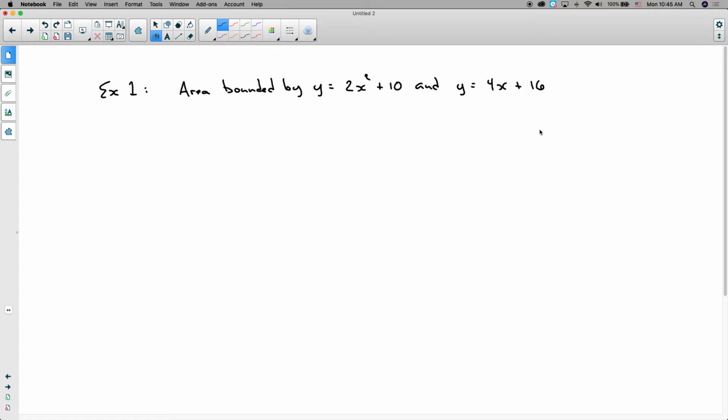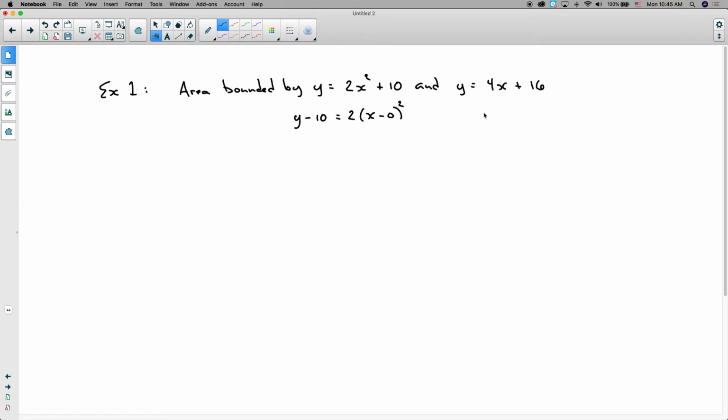we have a parabola that has been moved up 10, and is twice as steep as normal. And we have a line.